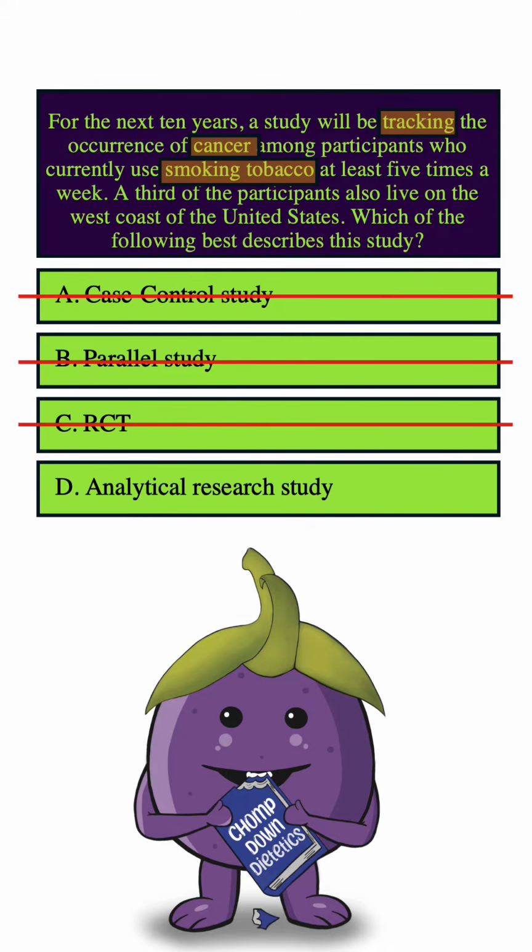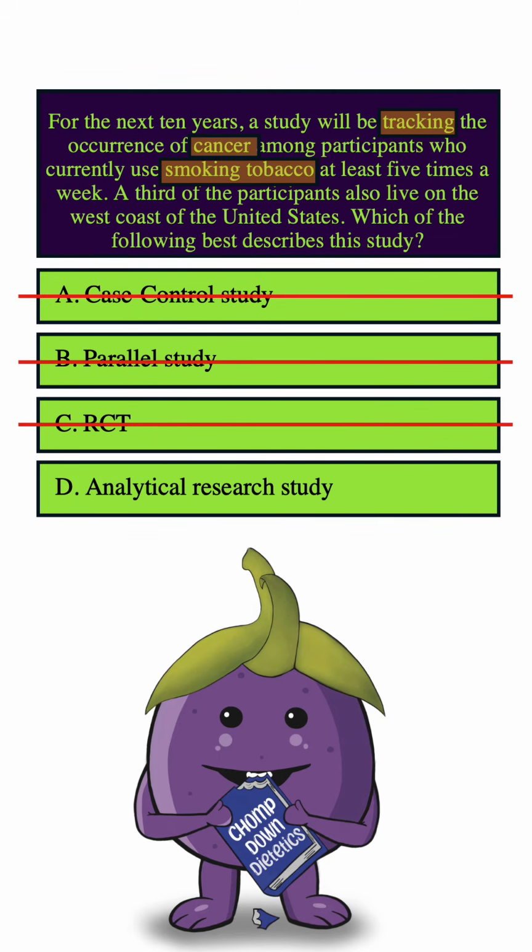How about D, analytical research study? Well, this is possible because if we look at the words we highlighted earlier, which are tracking, which indicates a prospective study, cancer, which indicates a disease, and smoking tobacco, which indicates a risk factor. If we combine prospective study, disease, and risk factor, we get a strong indication that this is a prospective cohort study, but that's not an option.